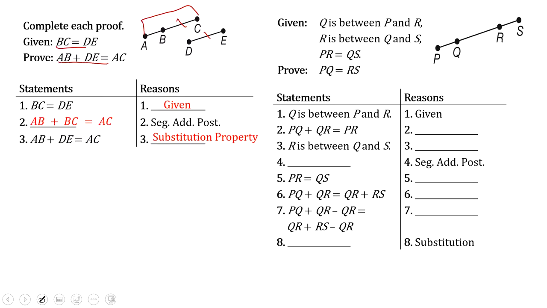Does that make sense? Okay, glad that made sense. This one's a little longer. Again, we're given the two-column proof, some missing stuff. We're going to try to figure out what's happening.